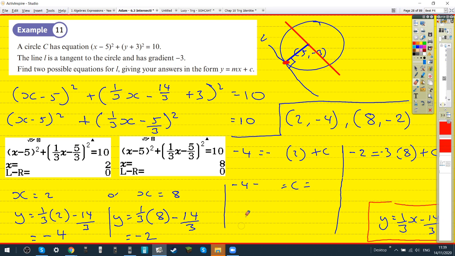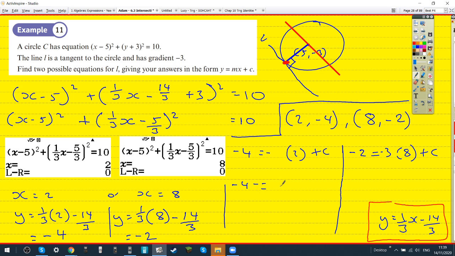Then you add 24 to both sides, which gives you 22 equals c. c is 22. And so the final answer for the first one is y equals -3x plus 22. Yeah, -3x plus 22.